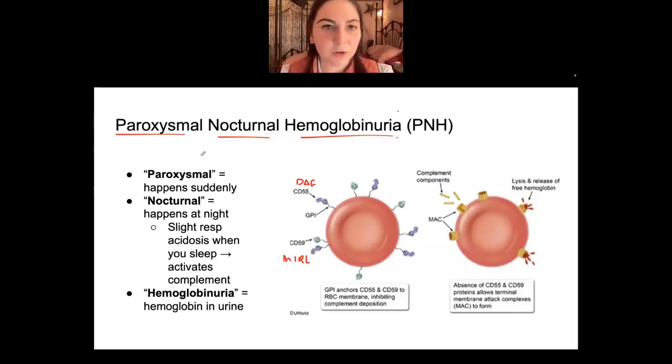And the reason it happens nocturnally, like why is it happening only at night? It's kind of weird. So when you sleep, you actually go into a slight respiratory acidosis. And this slight respiratory acidosis, for some reason, activates complement. That's the best explanation I could find online of why this only happens at night. Respiratory acidosis activates complement somehow. Don't know how. Doesn't follow one of the 3 pathways, but it's fine. So it's activating complement. And then if you don't have these complement inhibitors on your red cell surface, you're going to get MAC binding. You're going to get lysis of your red cells.